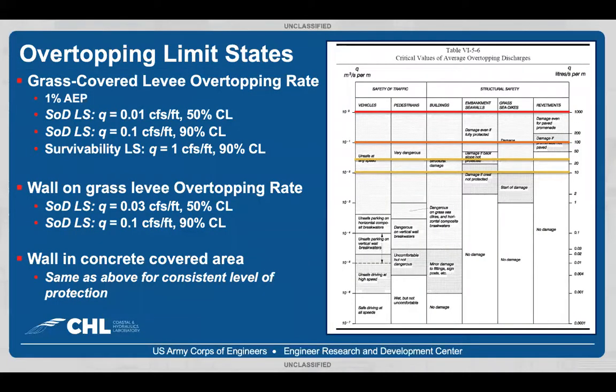Limit states based on serviceability, start of damage, and survivability were defined at the 1% annual exceedance probability. These general criteria are from the Coastal Engineering Manual and are consistent with those used in other projects. The start of damage refers to the impact on surrounding soils near the structure due to overtopping, but does not include settlement, damage to the wall, or geotechnical failure. Damage was defined only in relation to erosion on the lee side surrounding soil that supports the structure.